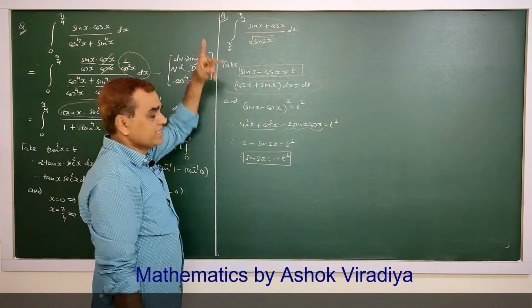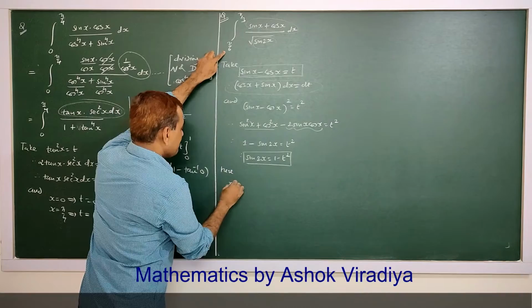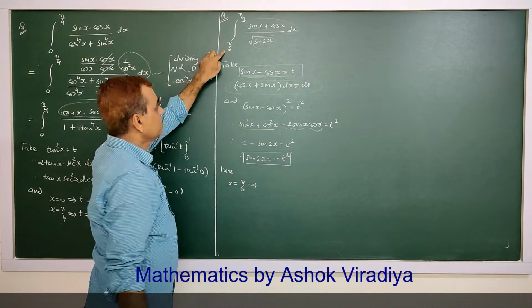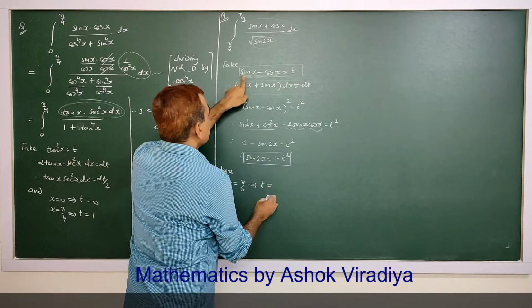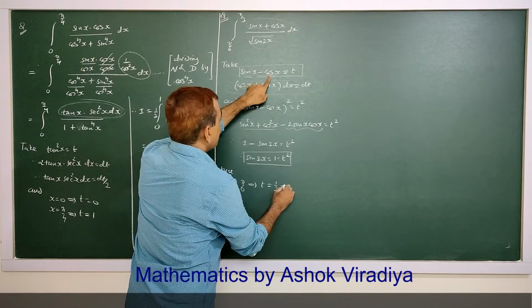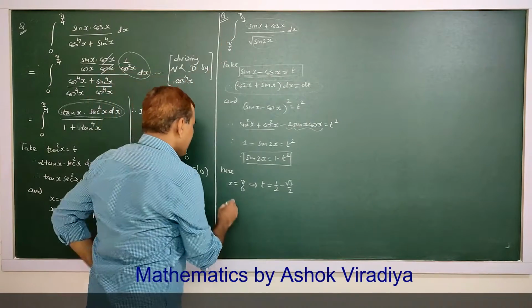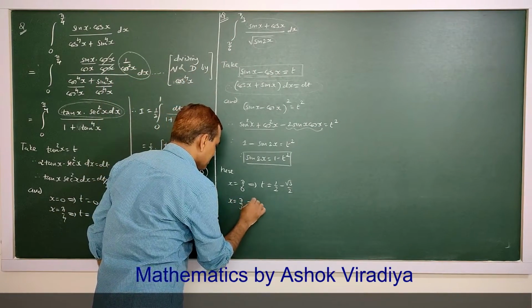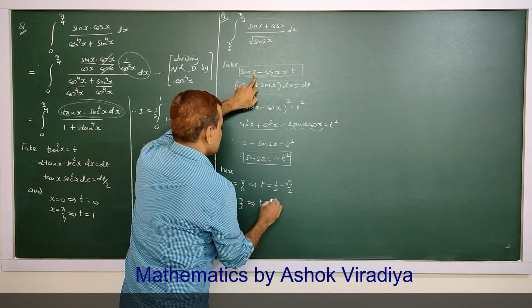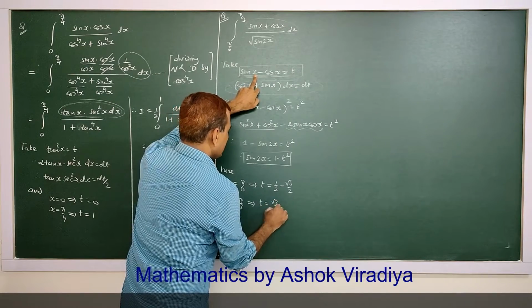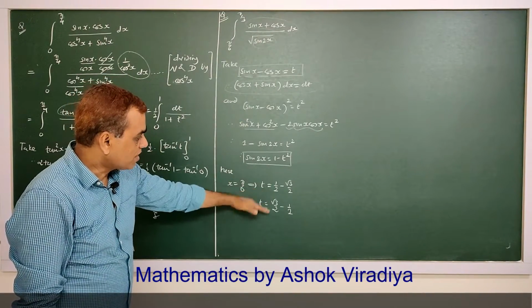Now we have to change the limits. When x is pi by 6, put pi by 6: t will be equal to sin pi by 6, which is 1 by 2, minus cos pi by 6, which is root 3 by 2. When x is pi by 3, t equals sin pi by 3, root 3 by 2, minus cos pi by 3, 1 by 2. You can see that both are opposite numbers.